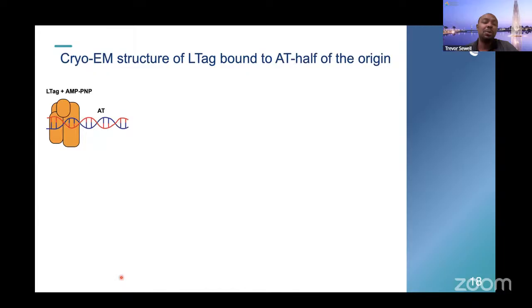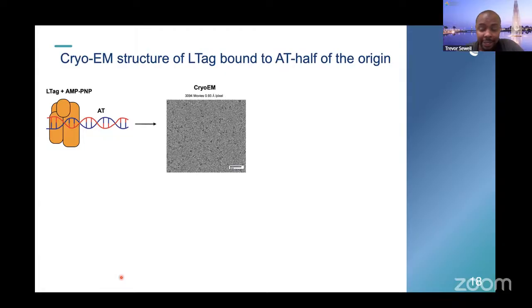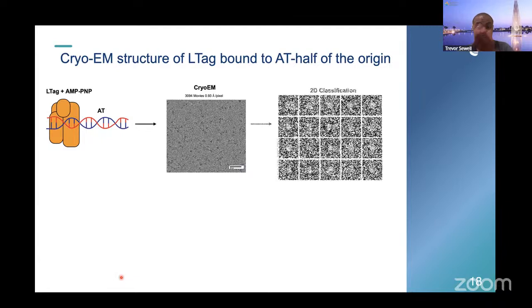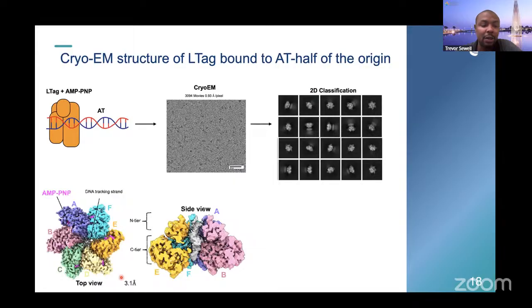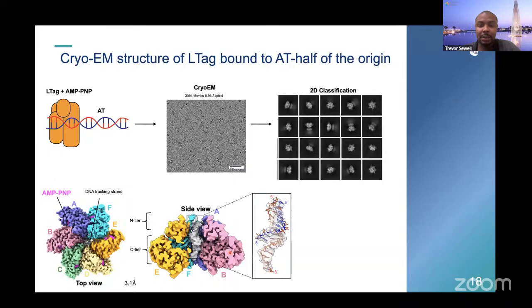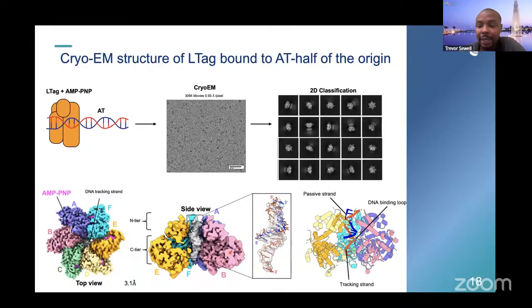Now we switch to the second half of the origin, the AT half, and we assemble again a hexamer and trap it with a non-hydrolyzable analog of ATP. We did the same thing, acquired cryo-EM movies of roughly the same size, and averaged the particles, and again obtained a similar reconstruction at 3.1 Angstrom with clear density of DNA and AMP-PNP, and this density is sufficient to build an atomic model of both the DNA as well as the protein.